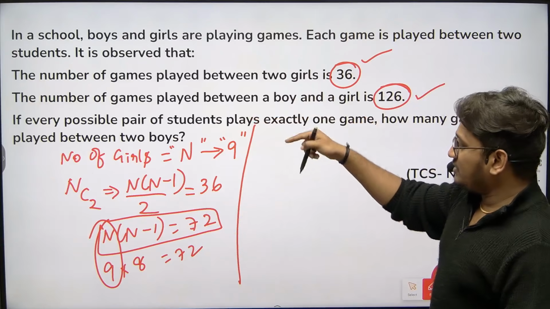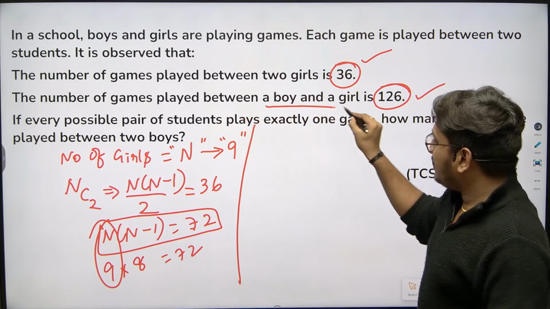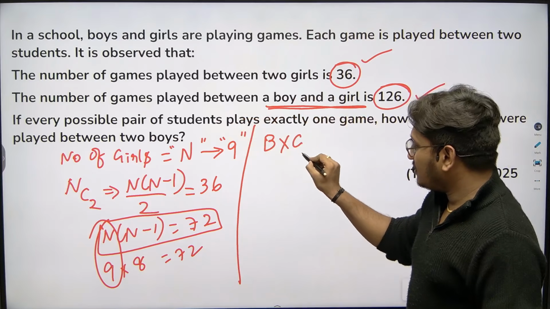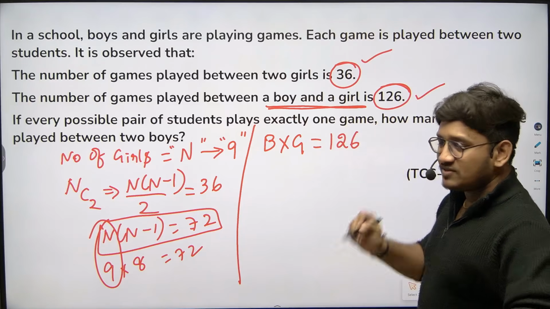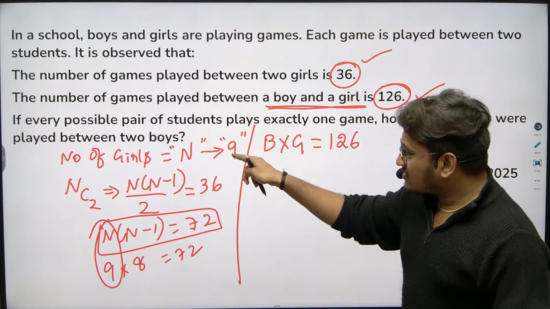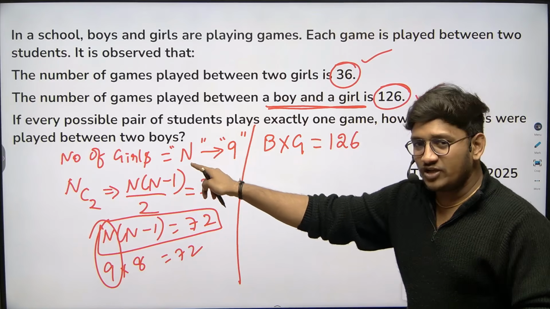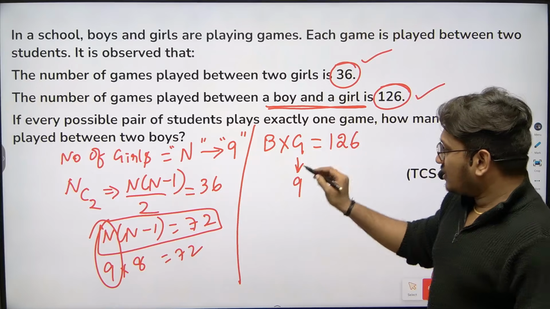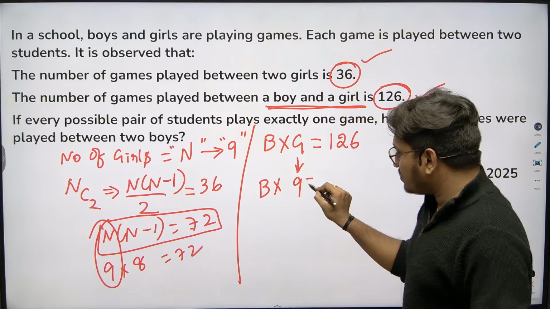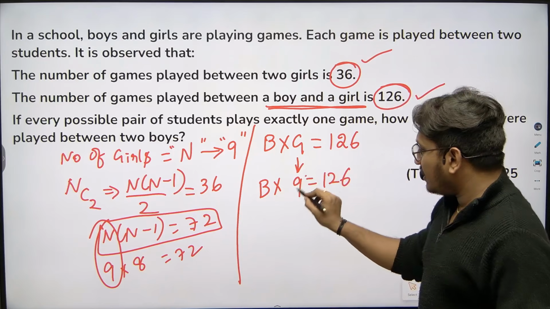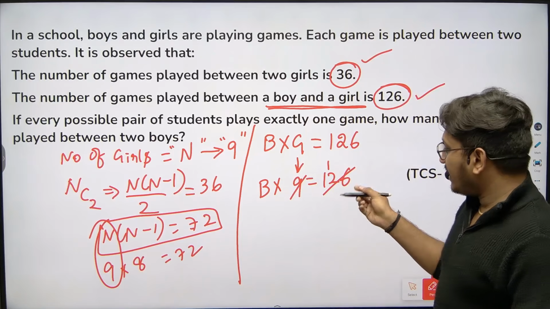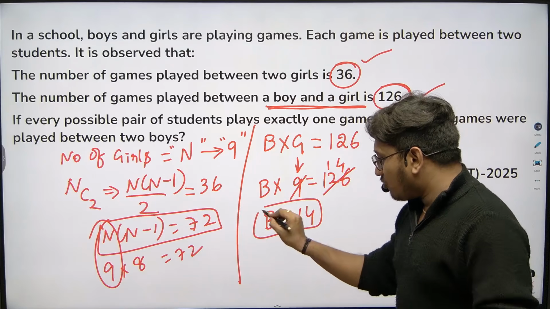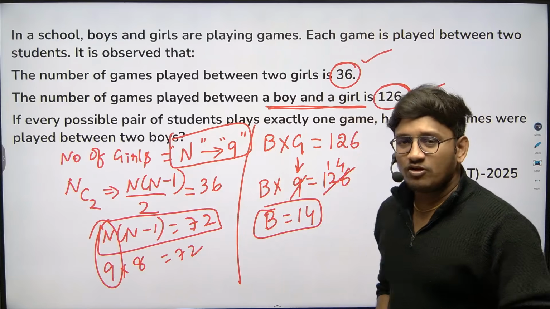Now the second statement: the game played between a boy and a girl. In one boy and one girl, how many games were played? 126. So 126 games were played. How many girls do we already have? The number of girls is n, we assumed, and I can substitute n: the number of girls is 9. Now if I want to get how many boys there are, it is very simple, solve this equation. 9 times 14 is 126. So the number of boys is equal to 14, and the number of girls is equal to 9.